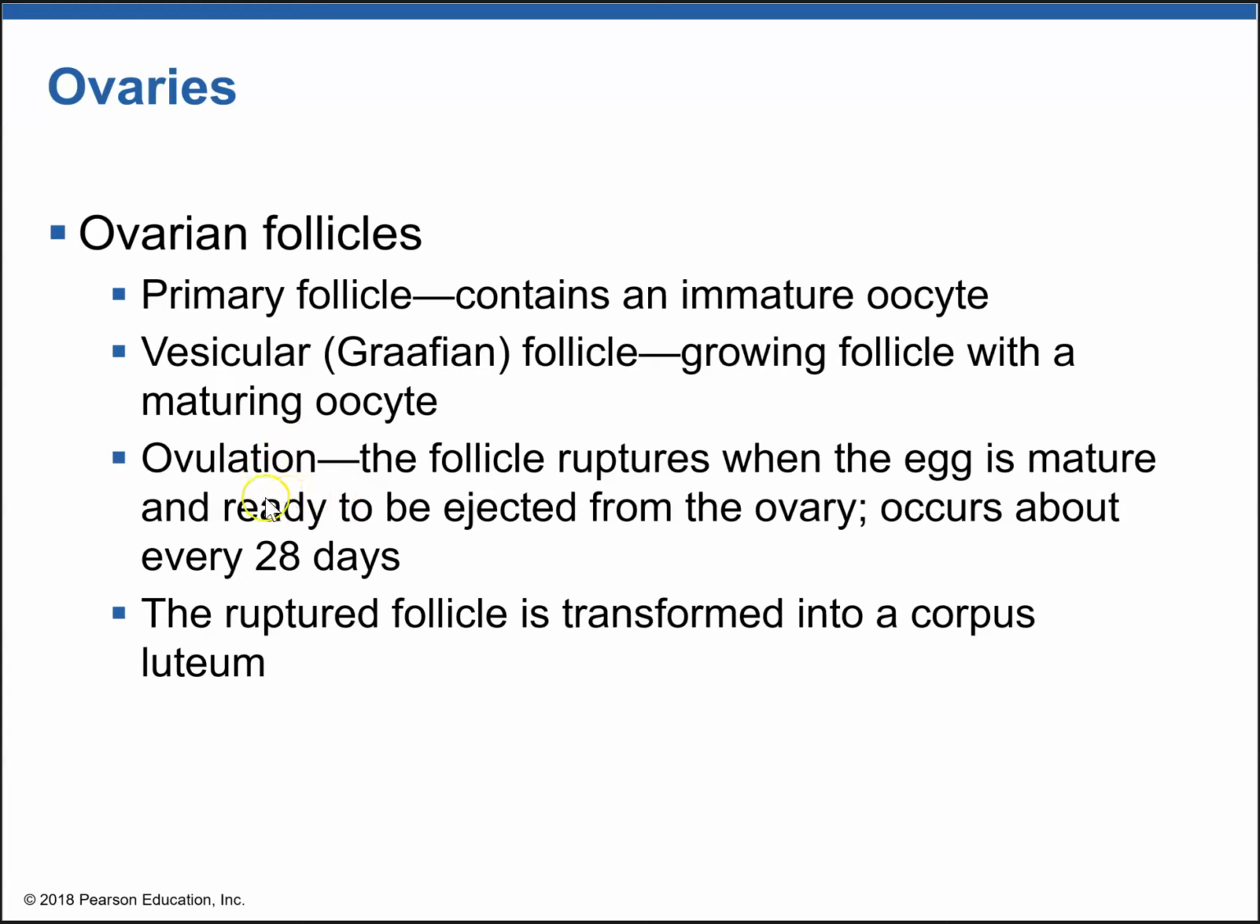The whole process of ovulation occurs about every 28 days, and the follicle ruptures when the egg is mature and ready to be ejected out of the ovary. This process is called ovulation. The ruptured follicle gets transformed into something called the corpus luteum.